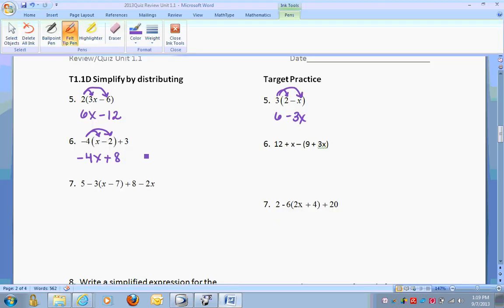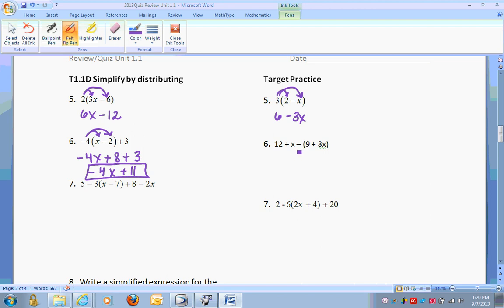Now -4 times 3 is -12. Oh, I'm sorry, that was a mistake. I shouldn't have distributed the -4 to the 3 because it's not inside the parentheses. So I just bring that +3 down. So now I'm going to combine like terms, my +8 and my +3, and I should get -4x plus 11.